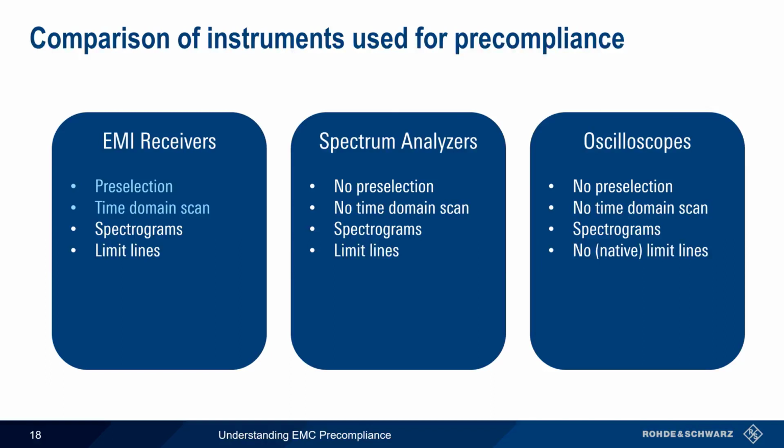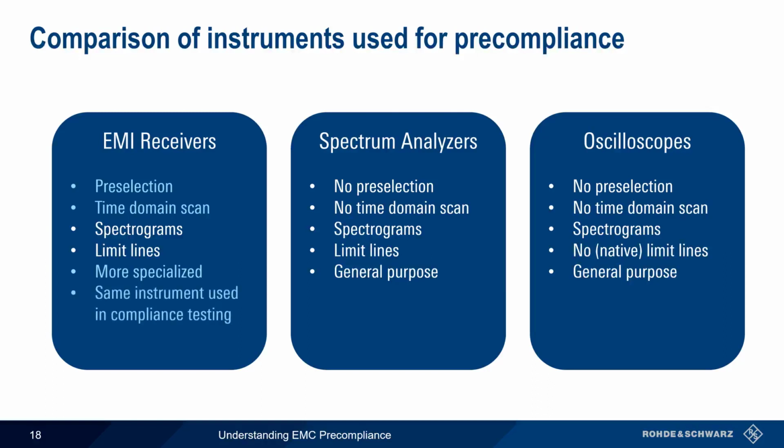It's important to keep in mind that EMI receivers tend to be specialized instruments compared to the more general-purpose spectrum analyzers and oscilloscopes. However, EMI receivers are also the instruments used for full compliance testing, so using them for pre-compliance leads to closer correlation with compliance testing results. And lastly, wide bandwidth and the ability to correlate time and frequency domain data makes oscilloscopes very valuable for debugging issues discovered during pre-compliance testing.